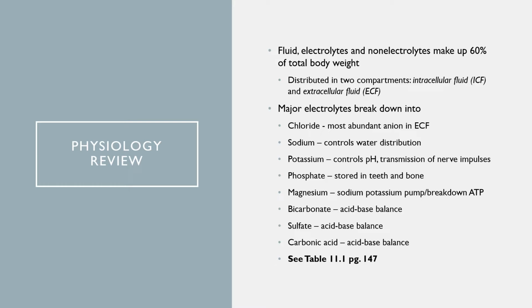Chloride, which is the most abundant anion in ECF. Sodium, which controls water distribution. Potassium controls our pH, and it's also responsible for transmission of nerve impulses. We have phosphate, which is stored in teeth and bone. We have magnesium, which is part of the sodium potassium pump and the breakdown of ATP. We have bicarbonate, sulfate, and carbonic acids, which are all part of the acid-base balance in our bodies. And if you see table 11.1 on page 147, it is a very specific and in-depth breakdown of all of these different electrolytes and their breakdowns.